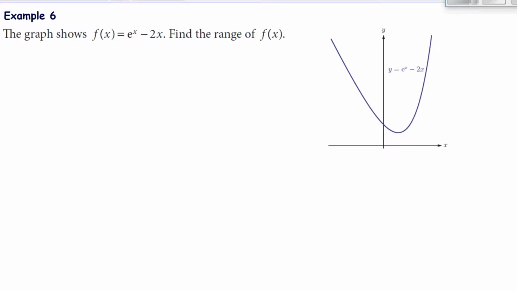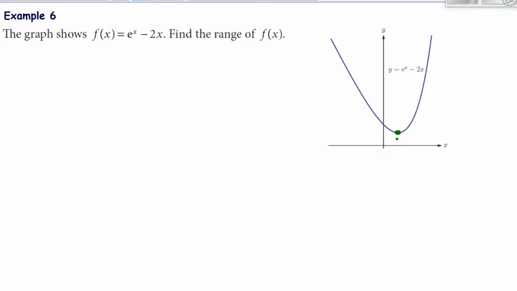The graph shows f(x) = e^x − 2x. Find the range of f(x). Now, to find the range of this function, we need to find the minimum value of this function.